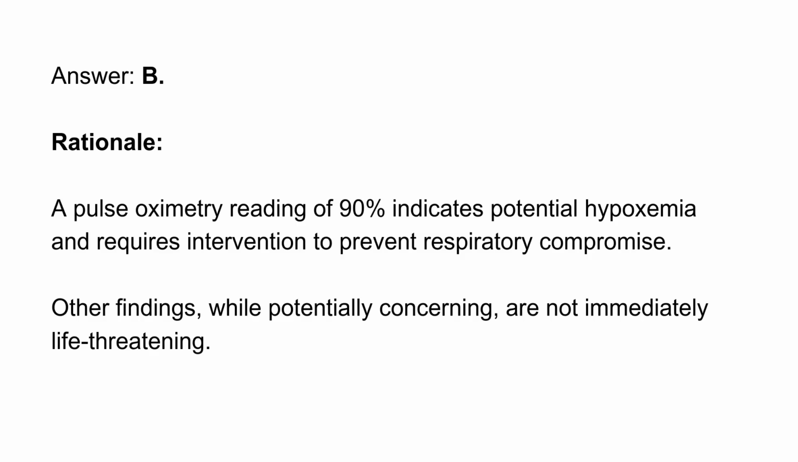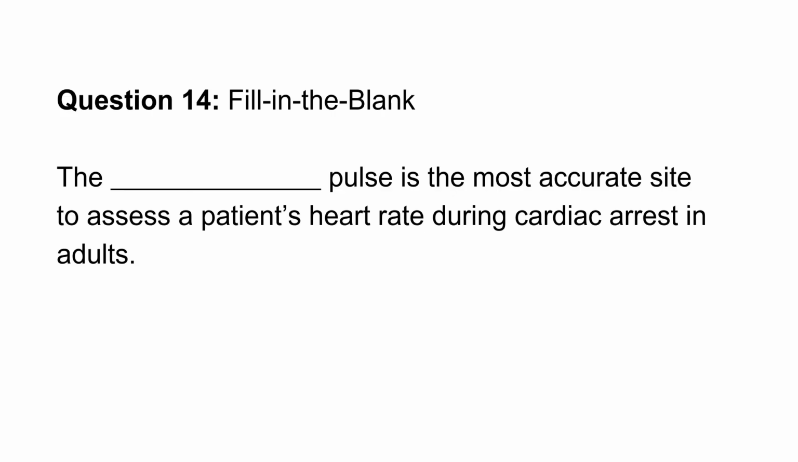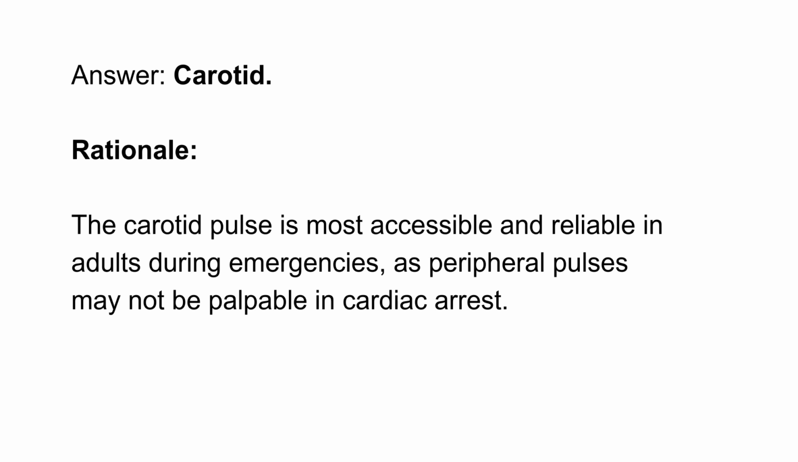Answer B. Rationale: A pulse oximetry reading of 90% indicates potential hypoxemia and requires intervention to prevent respiratory compromise. Other findings, while potentially concerning, are not immediately life-threatening. Question 14. Fill in the blank: The blank pulse is the most accurate site to assess a patient's heart rate during cardiac arrest in adults. Answer: carotid. Rationale: The carotid pulse is most accessible and reliable in adults during emergencies, as peripheral pulses may not be palpable in cardiac arrest.